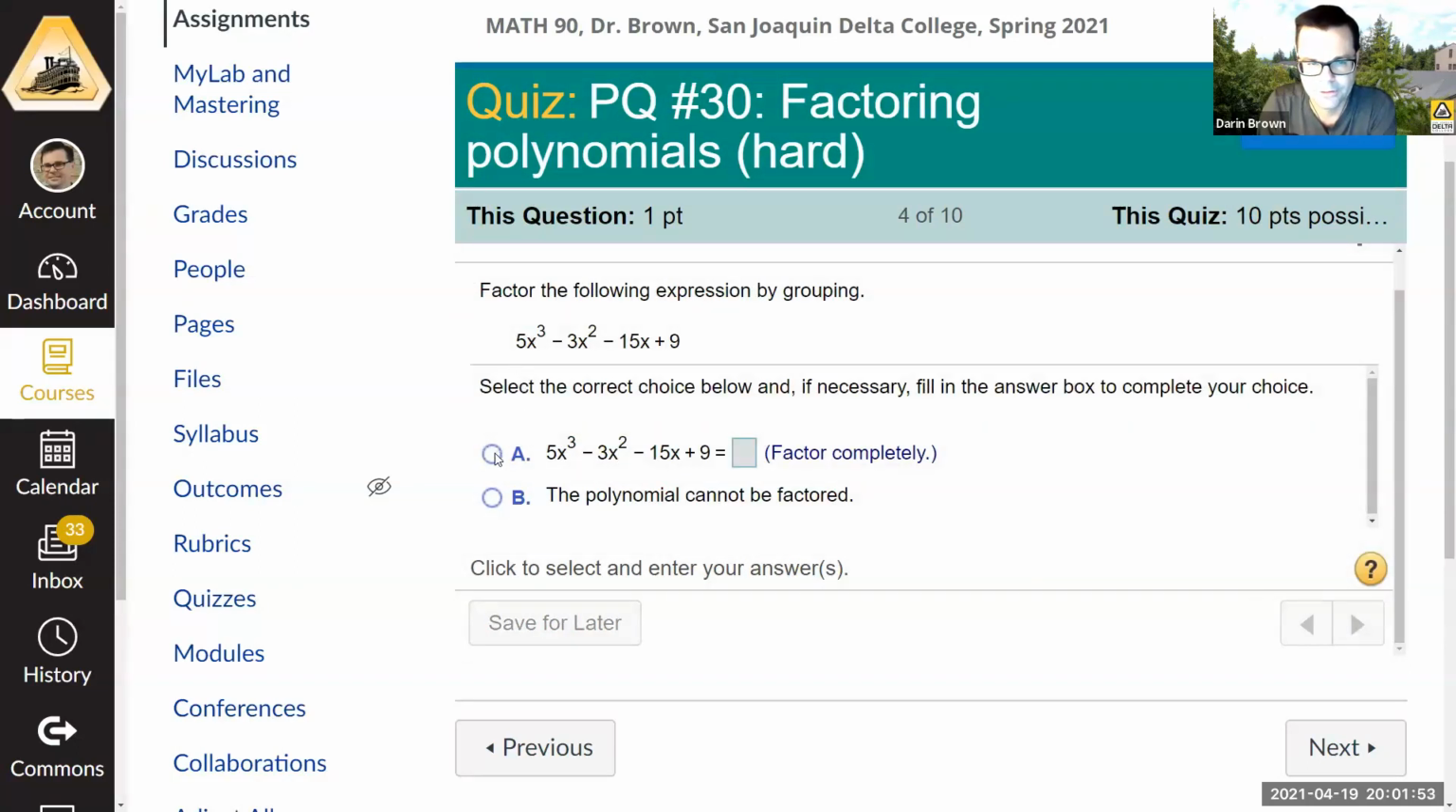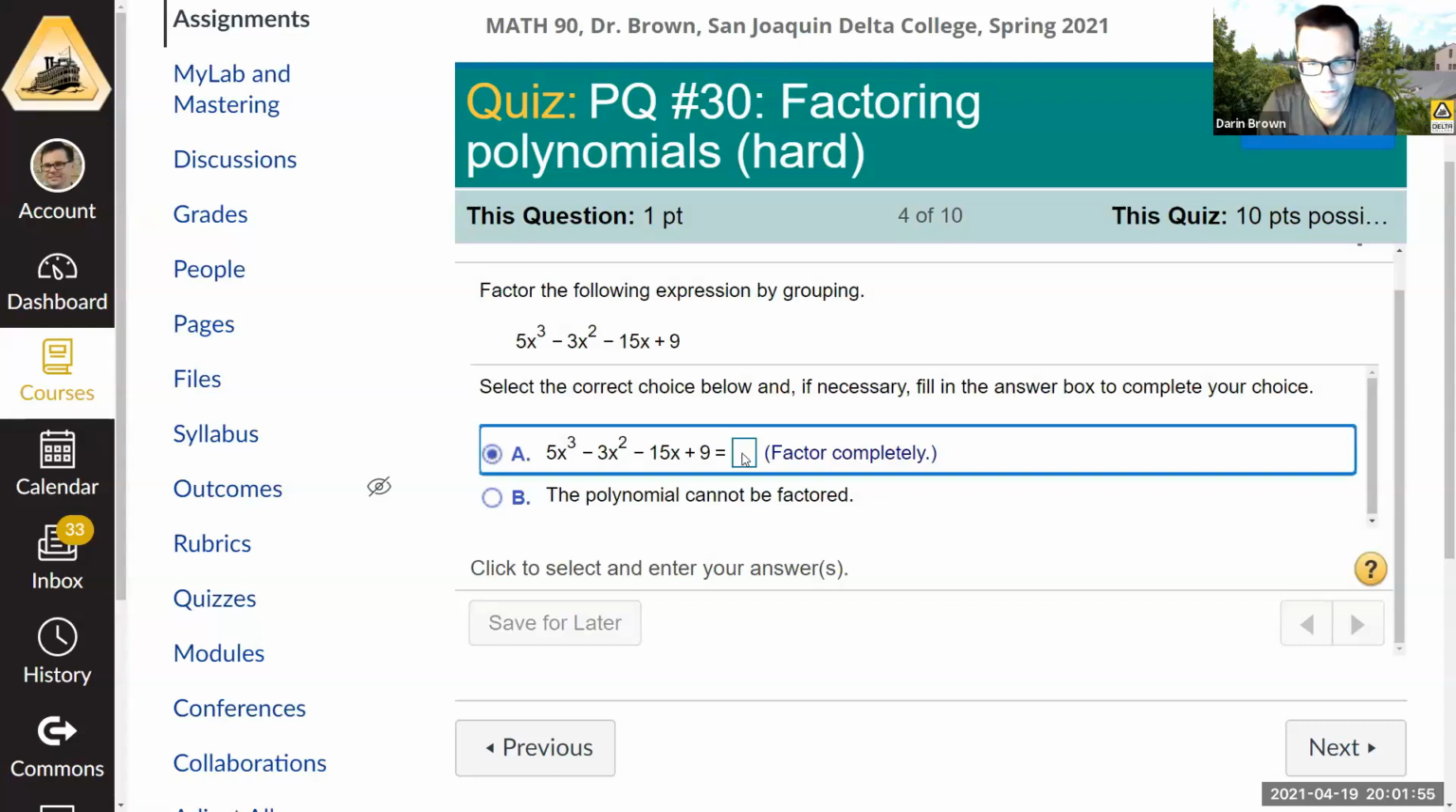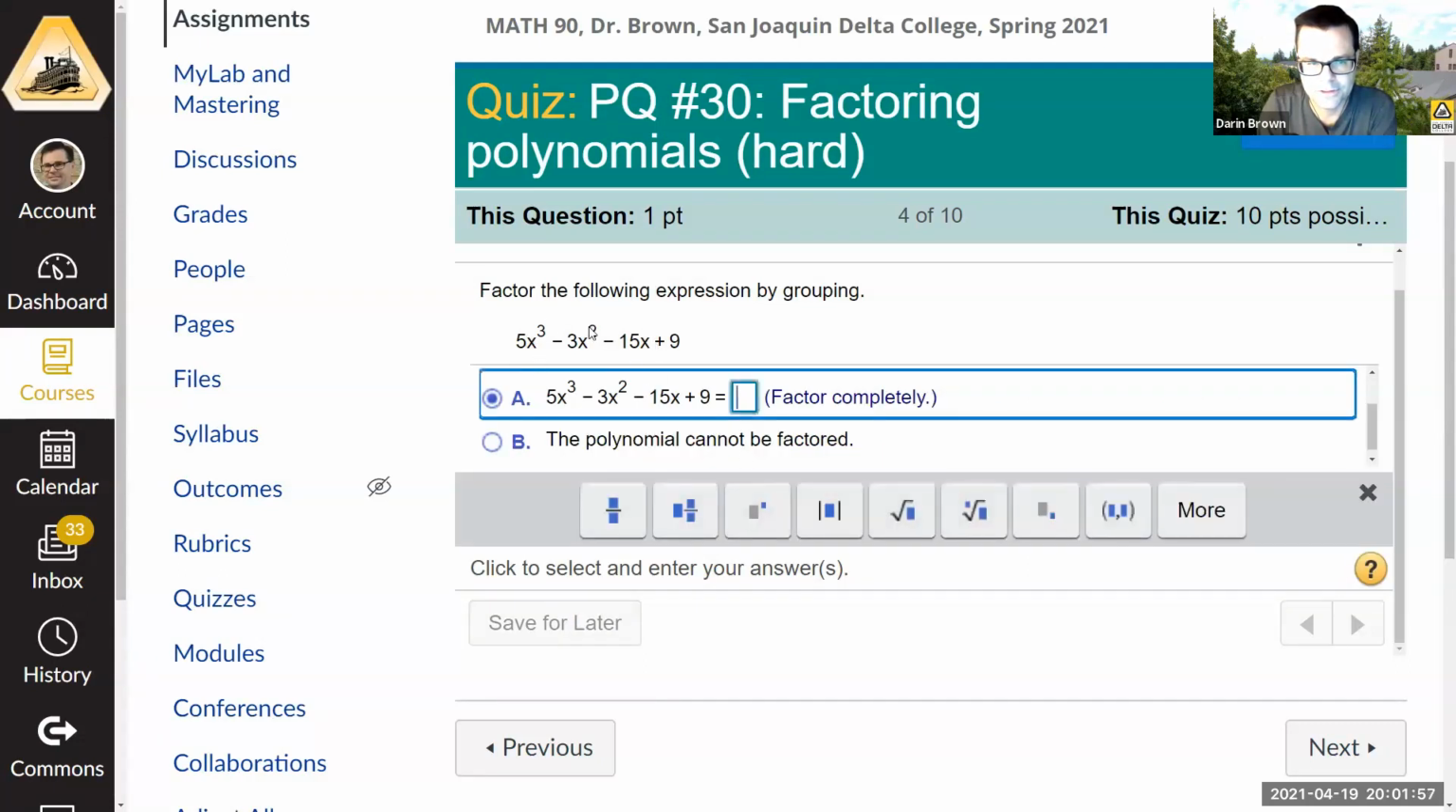Factor by grouping. Okay, this actually doesn't look too bad. So from the first two, I can take out x squared.